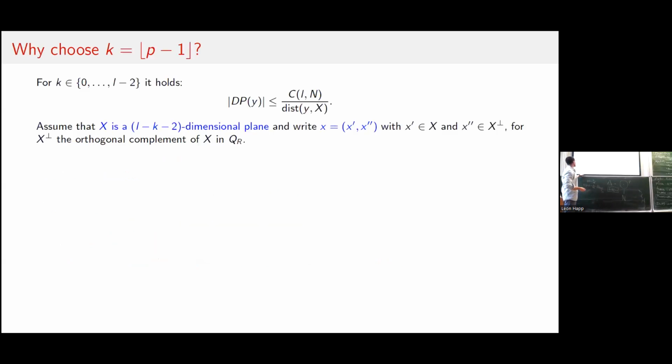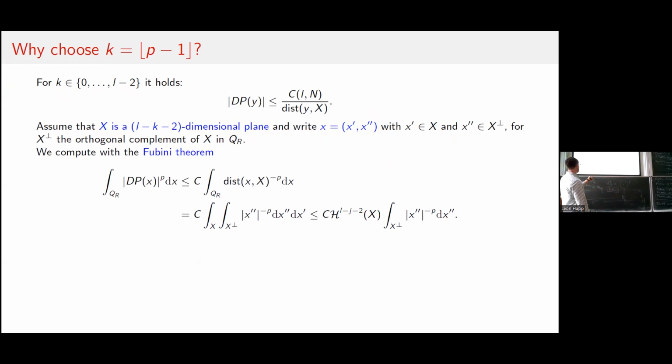So why do we choose k equal to p minus 1 in the end? Because all I told you now was just about some k between 0 and l minus 2. This is motivated again by this estimate here. So assume that x is now already given by a l minus k minus 2 dimensional plane. We decompose x as some x prime, which is living in the plane, and some x double prime in the orthogonal complement.